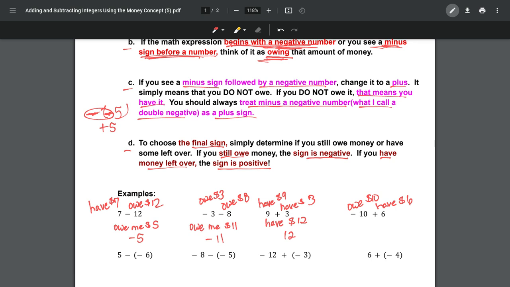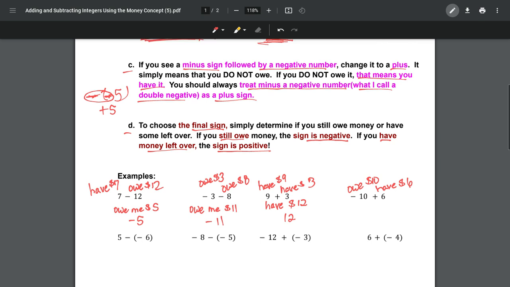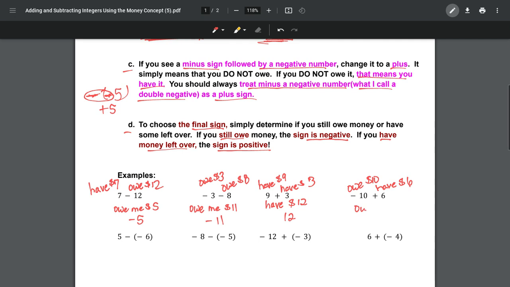Did you give me all of my money? No. Do you still owe me? Yes. You still owe me $4 because you owe me, it's negative 4.